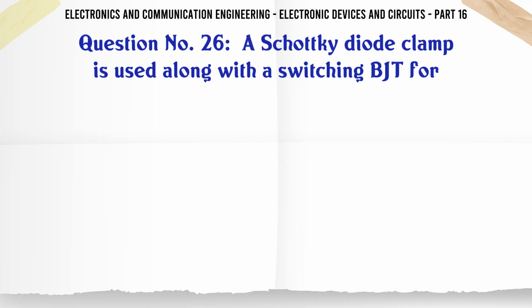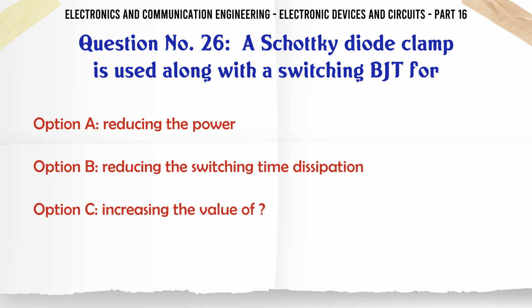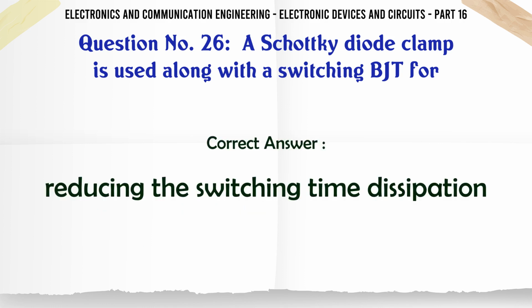A Schottky diode clamp is used along with a switching BJT for A. reducing the power, B. reducing the switching time dissipation, C. increasing the value of, D. reducing the base current. The correct answer is reducing the switching time dissipation.